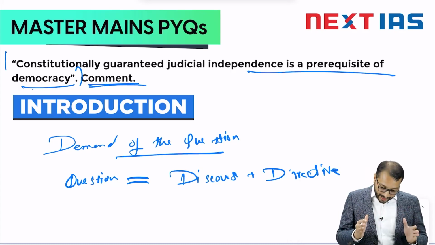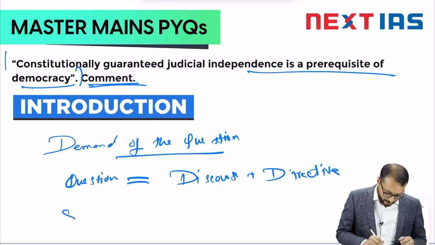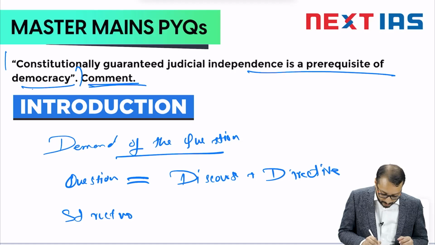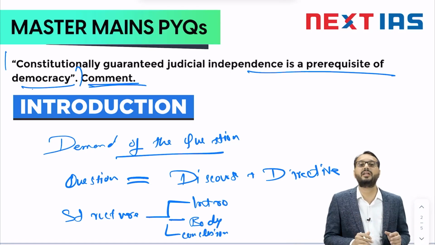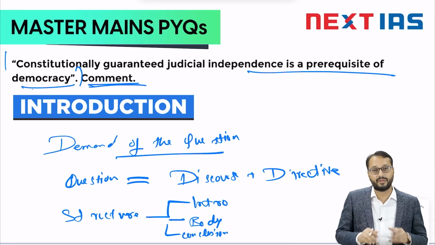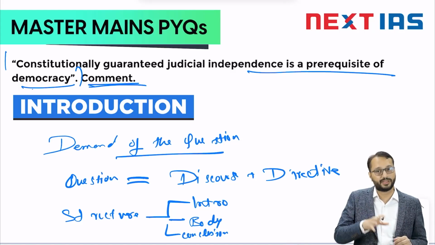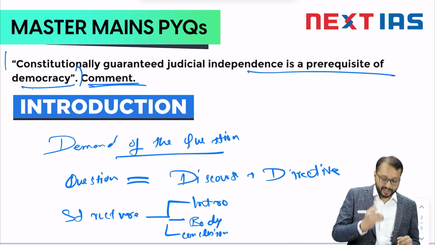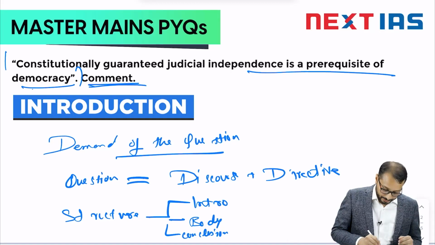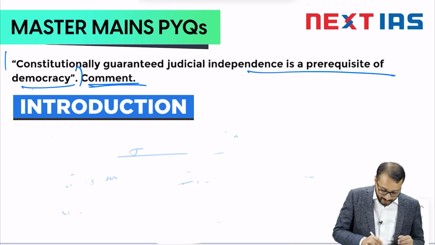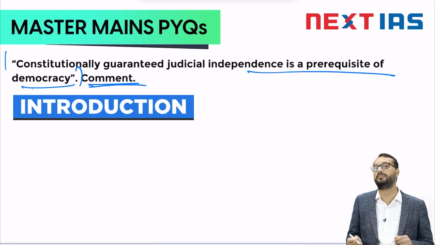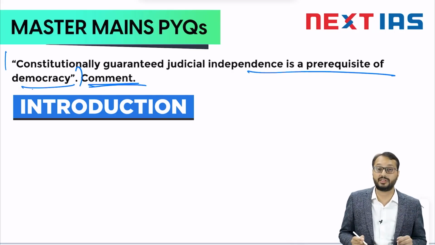right? Now, the second thing is the structure of the answer. So, the structure of the answer in general is intro, body, and then you have to write a conclusion. That is the general understanding of the structure of the answer. We'll get into the finer aspects as we proceed. So, first we will discuss the introduction in this particular question. Now, since it's a 10 marker, it's advisable that the introduction should not exceed more than 30 words, right?